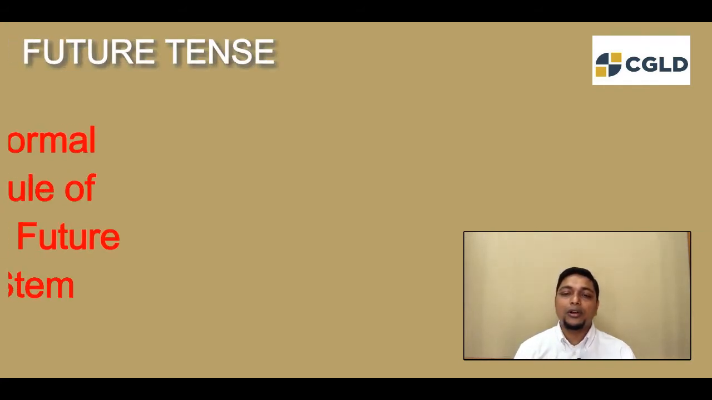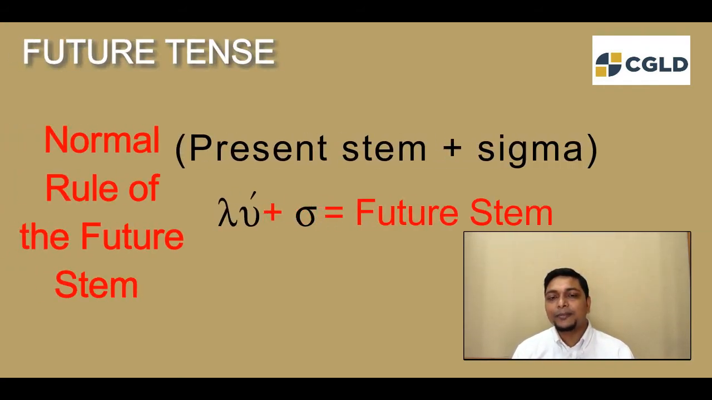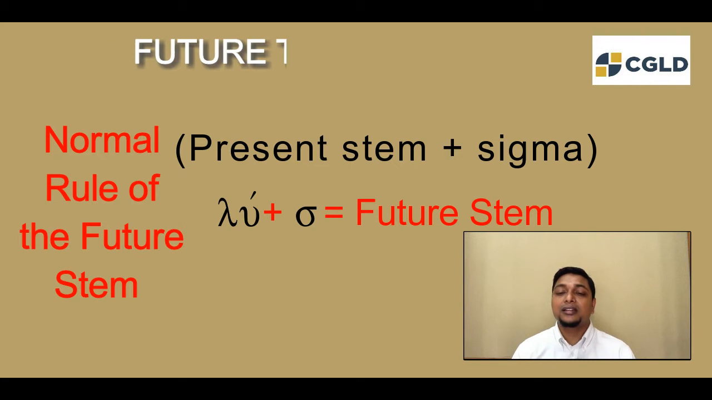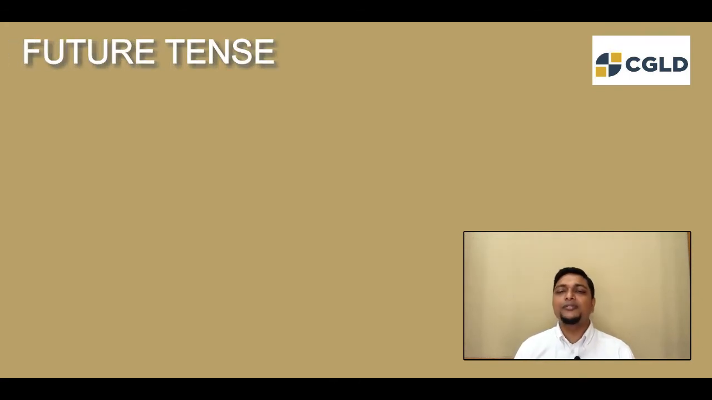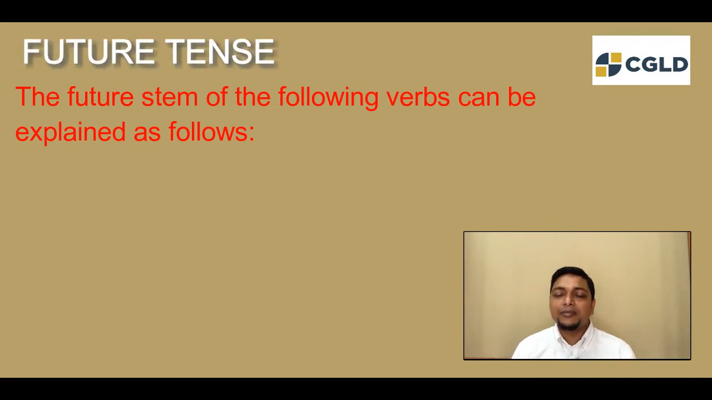The normal rule of the future stem is present stem plus sigma. That is the normal pattern which Greek follows. When a particular verb appears in the future tense, it will appear as the present stem plus the sigma. Let us move forward. The future stem of the following verbs can be explained as follows. Now I want you to pay attention a little bit more.